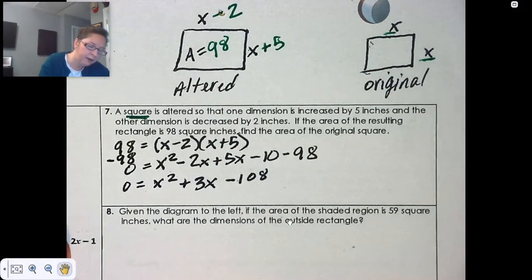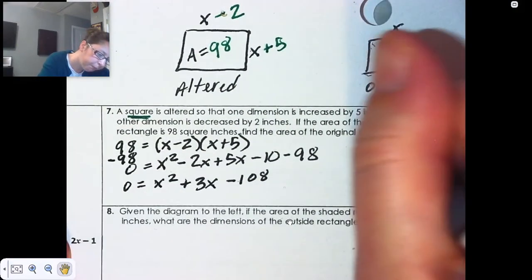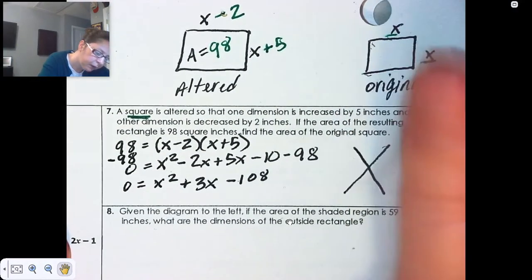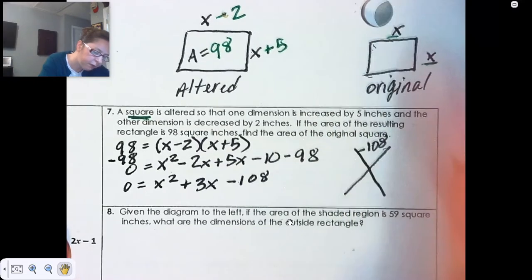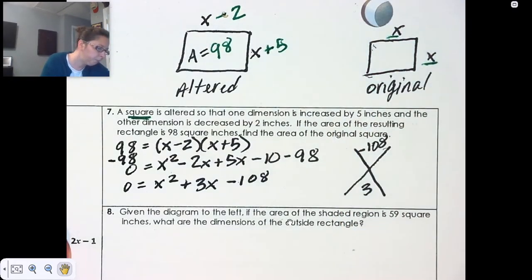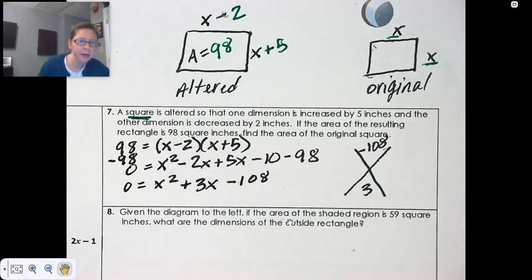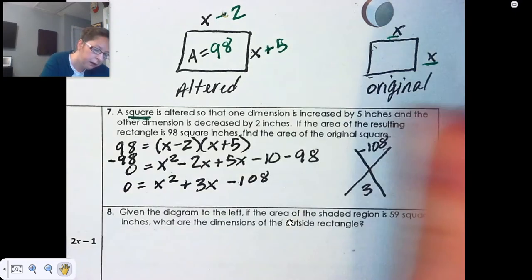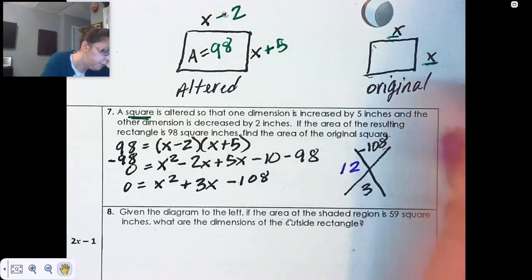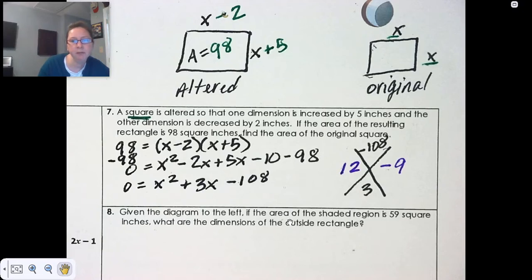I am going to go ahead and set up my x puzzle over here. Negative 108 will go in the top, and a 3 will go in the bottom. Okay, let's go ahead and play with our calculator a little bit. Start dividing 108 by lots of different numbers and see which ones you can get closest to, to try to figure out what the factors of 108 are. Okay, I come up with 12 times negative 9. 12 minus 9 is 3. 12 times negative 9 is negative 108.